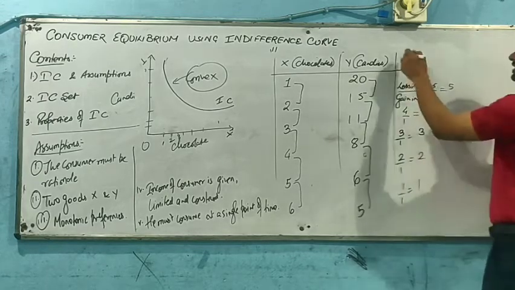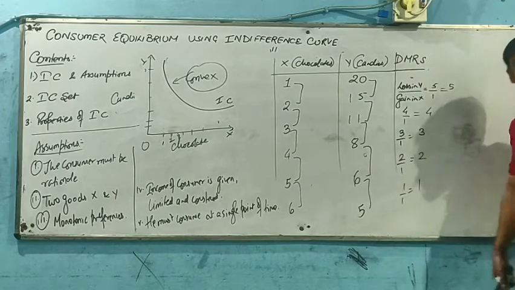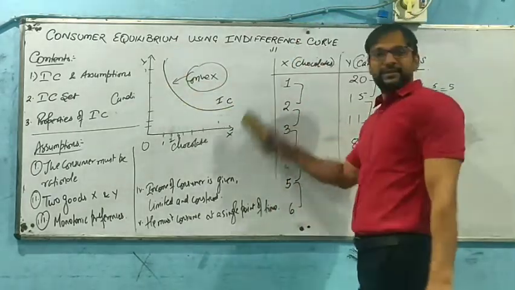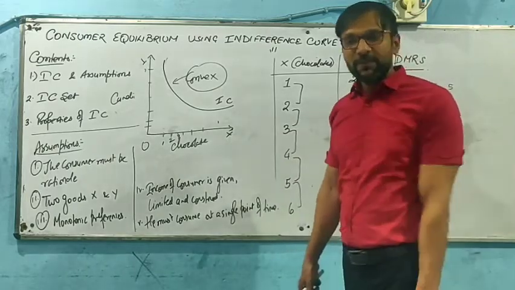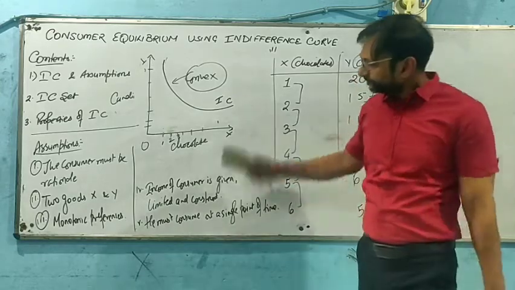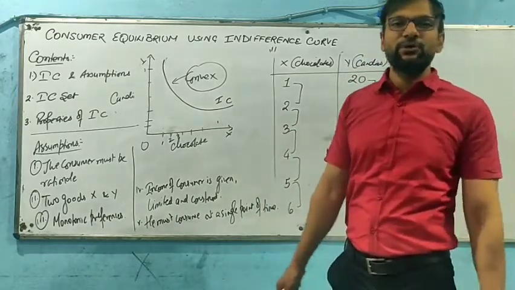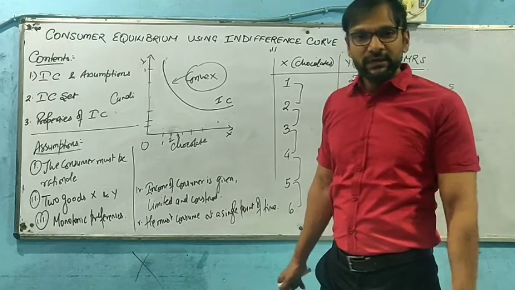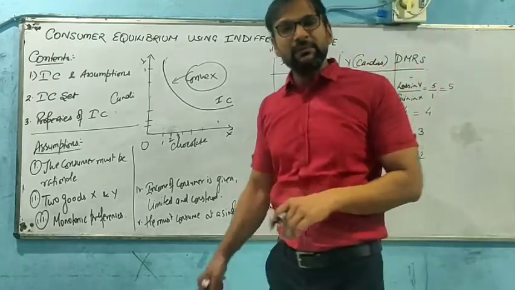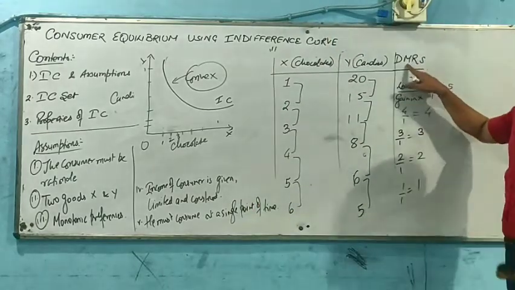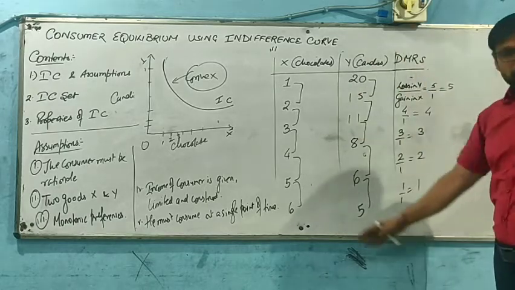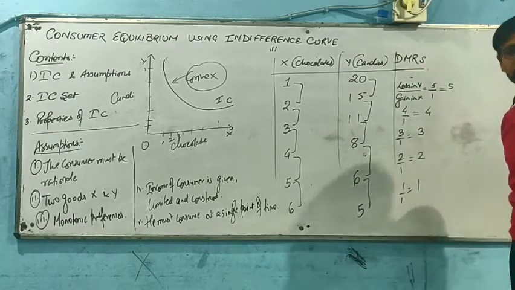So, decreasing marginal rate of substitution, or we can say diminishing marginal rate of substitution, is the main cause of convexity of IC. So, if the question arises in the exam, why is IC curve convex to the point of origin, you have to write: IC curve or indifference curve is convex to the point of origin due to diminishing marginal rate of substitution, and you just need to pose this example.